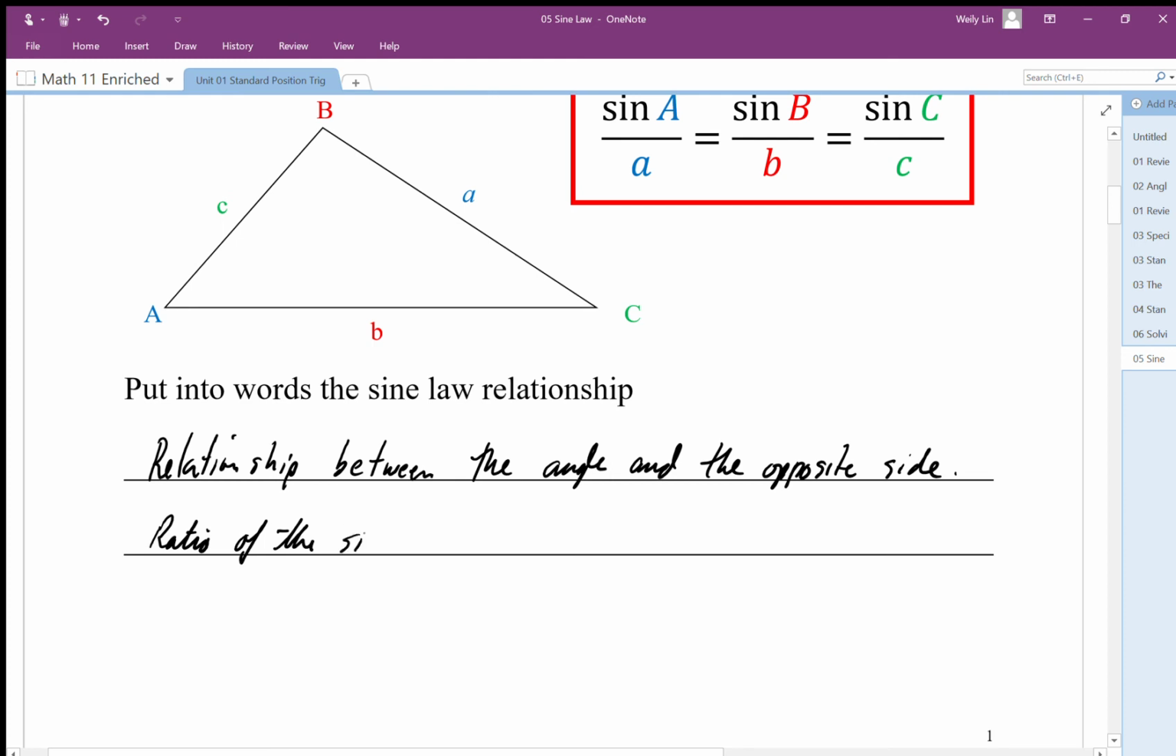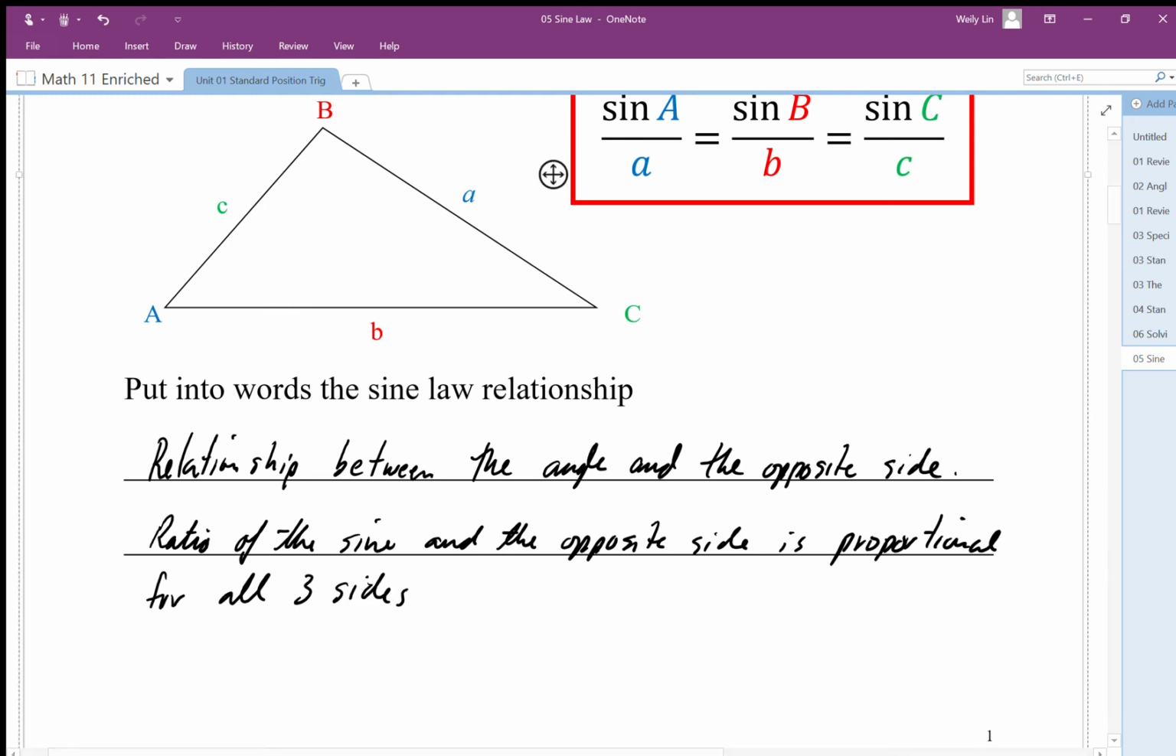The sine of the angle and the opposite side is proportional. This is an important word, proportional, for all the sides. So this is essentially the sine law relationship. It allows us to connect the angle and the opposite side in proportion for all the sides and opposite angles.